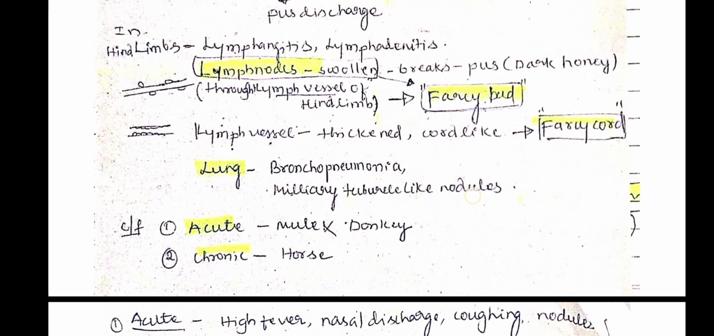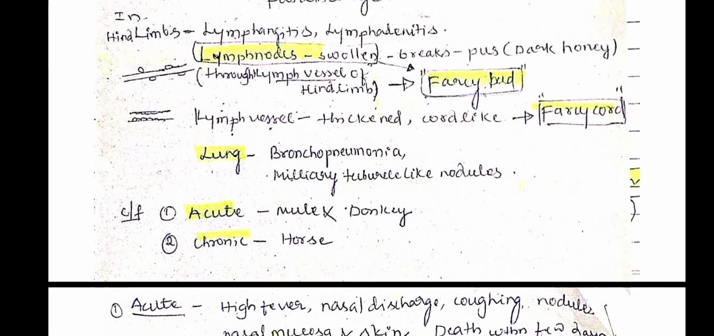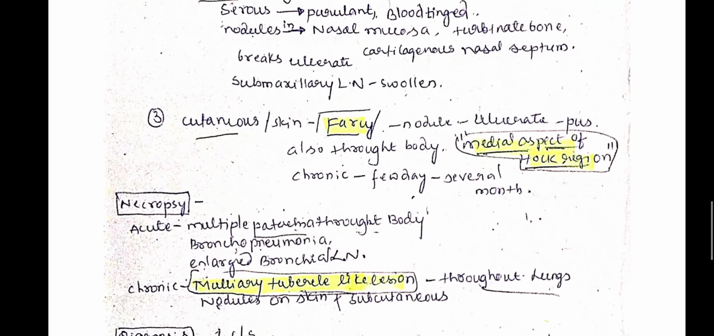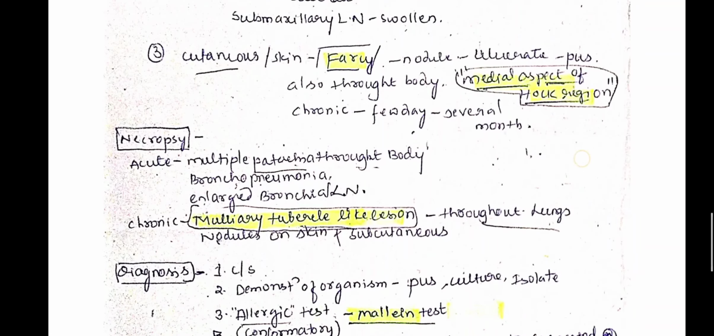The important points to be remembered are that Farcy bud is related to the lymph nodes, and Farcy cord is related to the thickening and cord-like appearance of the lymph vessels. This is about the cutaneous form. Some nodules and ulcerative nodules will occur at the medial aspect of the hock region. This will be an important point.